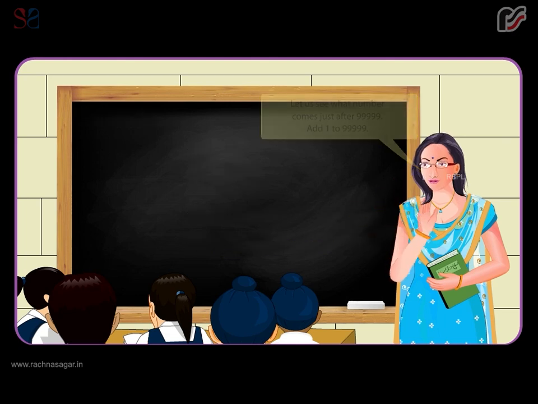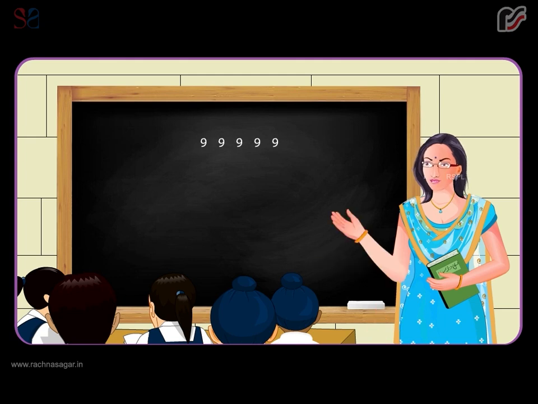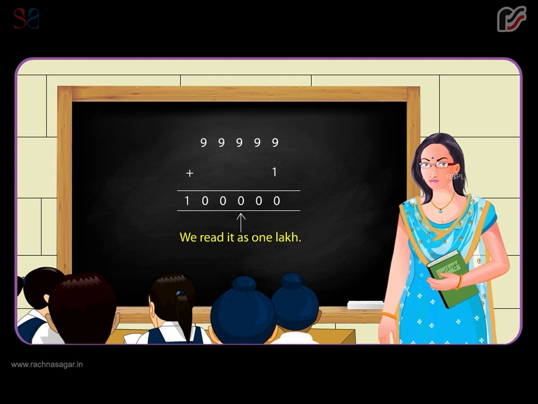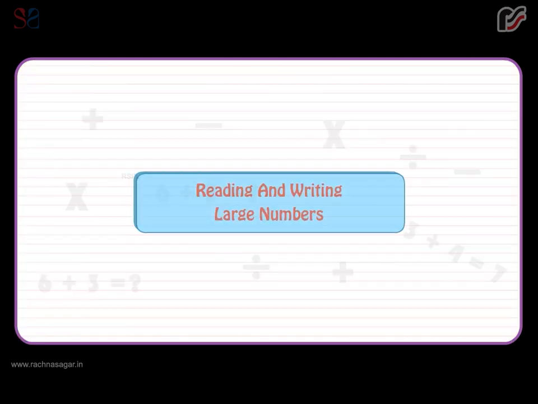99,999. Let us see what number comes just after 99,999. Add 1 to 99,999. 99,999 plus 1 is equal to 1 lakh. We read it as 1 lakh. It is the smallest 6-digit number. The greatest 6-digit number is 9,99,999.